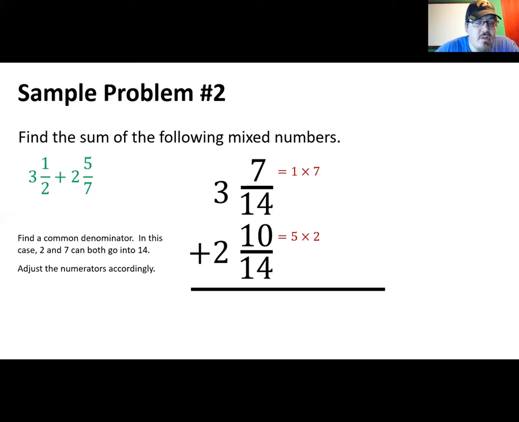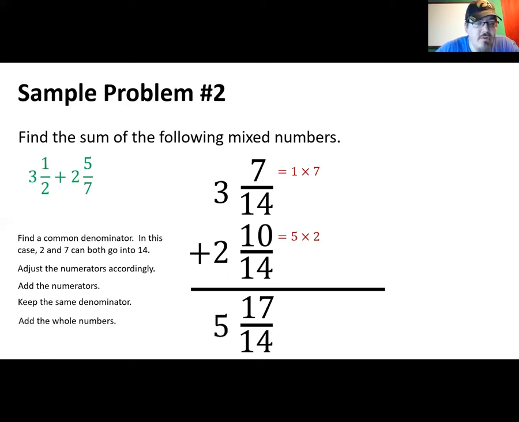Now we're going to go ahead and add up the fractions. So we add the numerators. 7 and 10 gets us 17. We keep the denominator the same, so that stays as 14. Then we go ahead and add up the whole numbers. So 5 is the result from 3 plus 2. Now we've got a mixed number, 5 and 17/14.